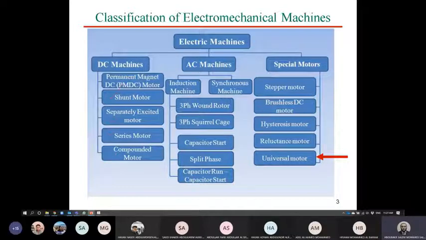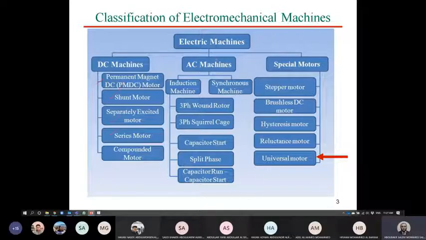Compound, it includes both series and shunt winding. There are two types of compound, long shunt and short shunt compound motors. We did not solve some problems regarding that, but the theory is similar to other motors. Okay, only the permanent magnet DC motor is not covered in our course. However, it's very simple and similar to other motors.